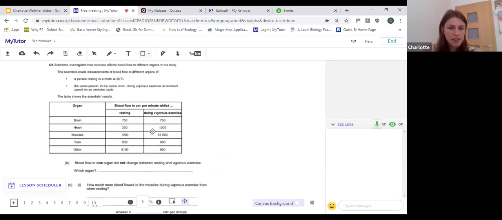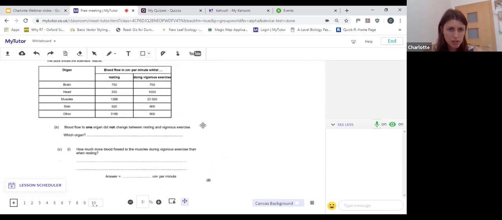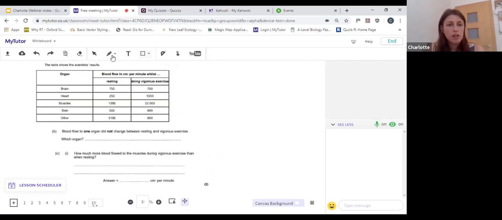Okay, so here's the table again. Sorry, I keep moving the screen. I don't think you need to see the top bit. Let's underline the keywords of these questions.